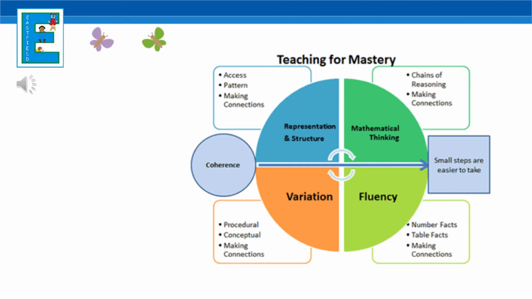There are 5 key areas for the teaching of mastery. These are representation and structure, mathematical thinking, fluency, variation, and coherence.